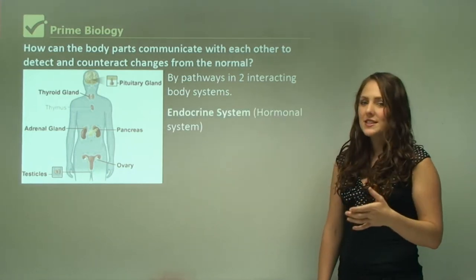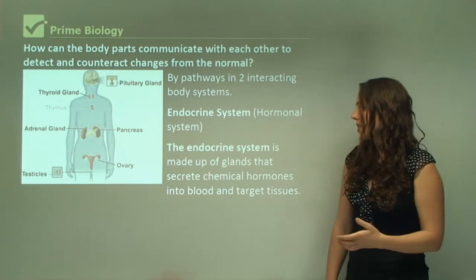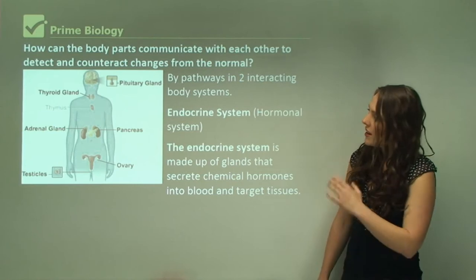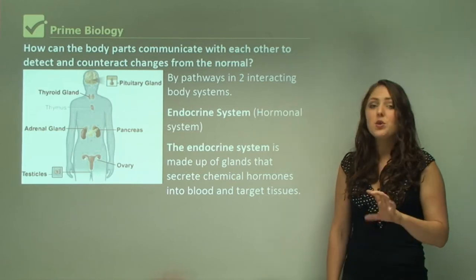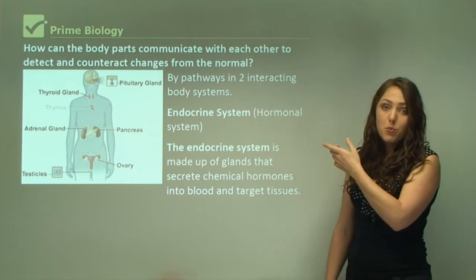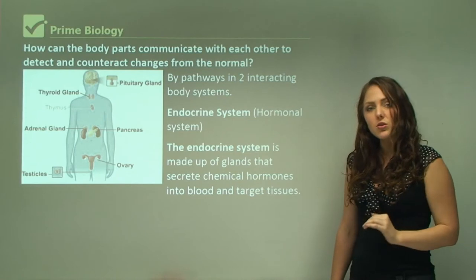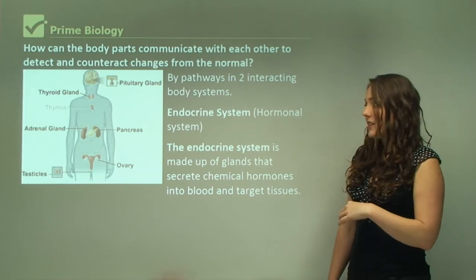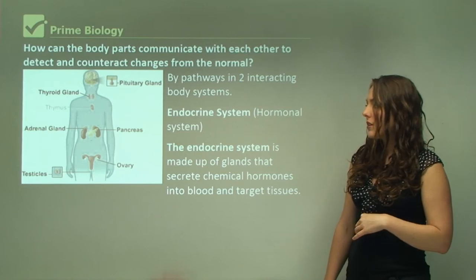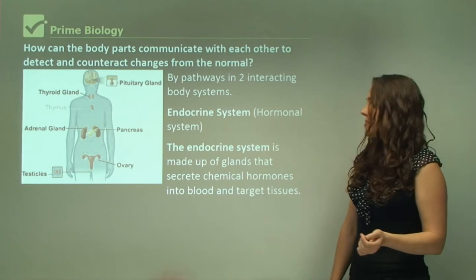The endocrine system, which is the hormonal system. Now the endocrine system is made up of glands that secrete chemical hormones into blood and target tissues. In this picture here, it shows just a few of the glands that secrete these hormones. It says the pituitary gland, which is in the brain, the thyroid gland, which is in the throat, adrenal gland, which is on top of your kidneys, and pancreas, and the ovary, and testicles. So all of these secrete hormones.